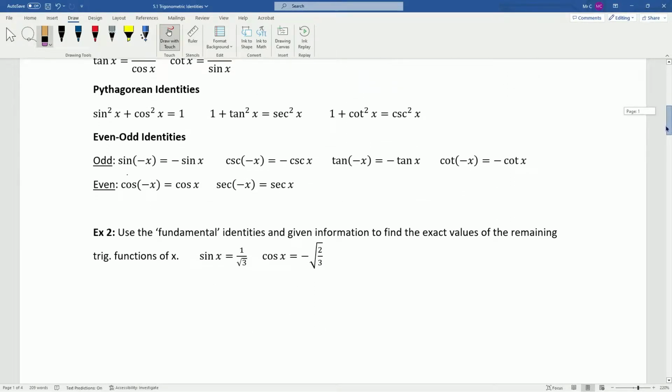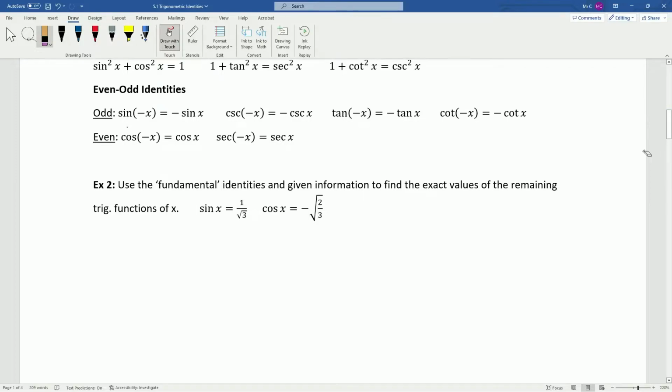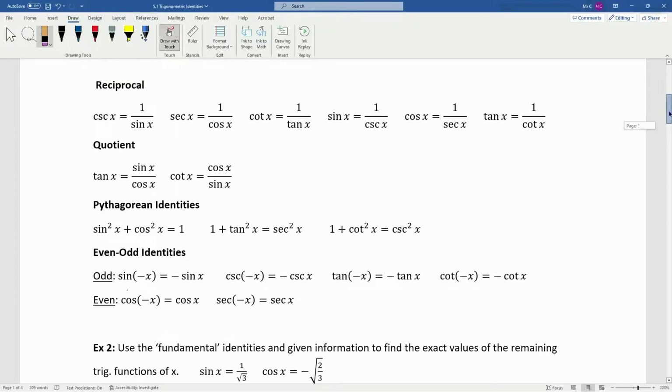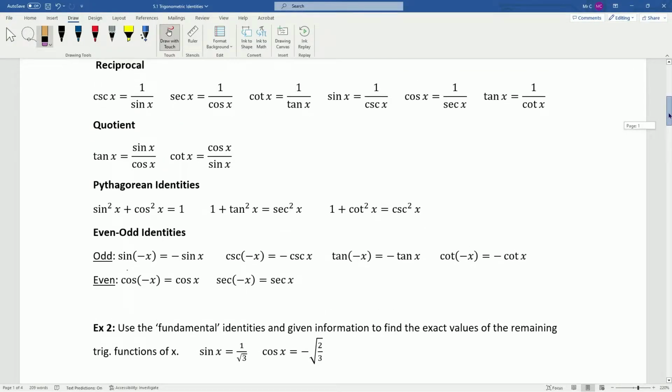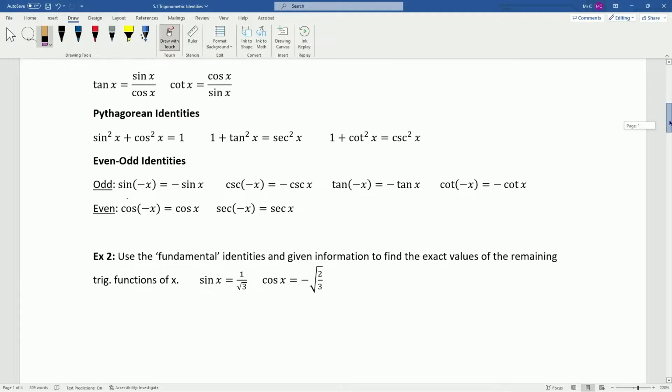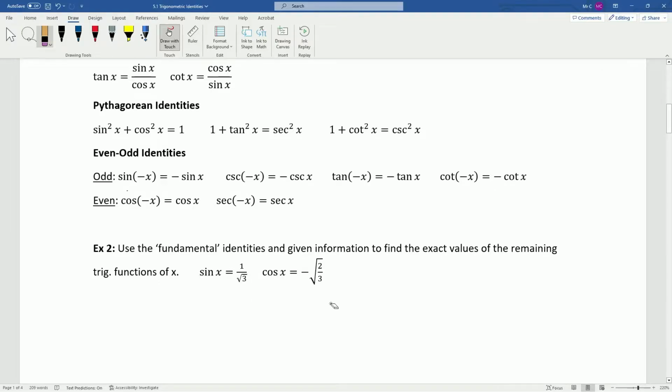So let's do another basic problem here, and then we'll dig into some verifying trigonometric identities problems. So here, example 2: use fundamental identities and the given information to find the exact values of the remaining trigonometric functions of x. So this is just saying, look, we have all these definitions or identities here, reciprocal, quotient, Pythagorean. Use those to evaluate the other trig functions.